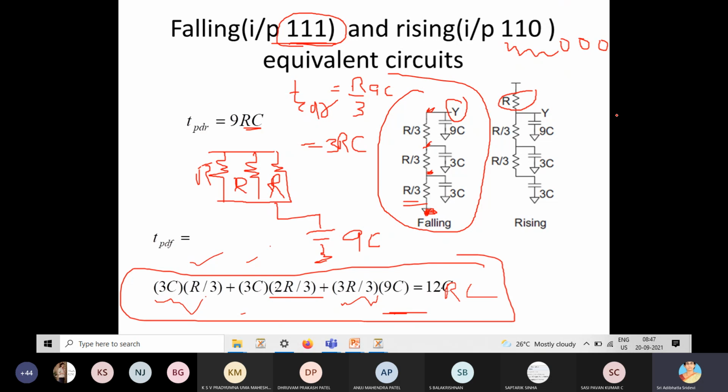But for the rising, if the input is 110, we got 9 RC. If the input is 0, 0, 0, we got 3 RC. If the input is 0, 1, 1, we may get a different value, right? If the input is 0, 1, 1, we have R by 2 into 9C, so 4.5 RC. So what's the minimum possible? 3 RC. So contamination delay rising is 3 RC. Propagation delay rising is 9 RC. But for propagation delay falling or contamination, both we can say 12 RC. Is it clear?